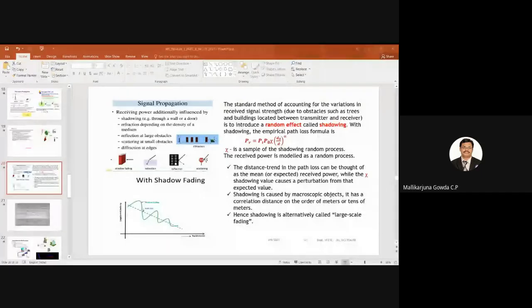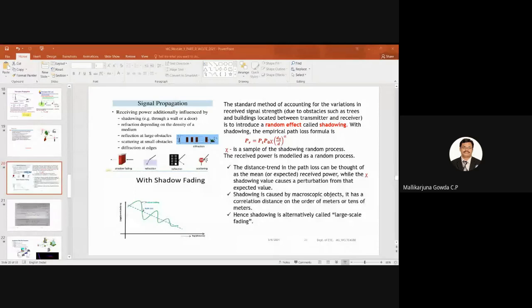Then refraction, that depends on the density of the medium. Then reflection at large obstacles, meaning big buildings. Then we say the signal is getting reflected. Then scattering. Scattering happens at small obstacles, it may be a signboard. Due to that we say scattering happens. Here the size of the object is small compared to the wavelength of the signal. That we say is scattering.